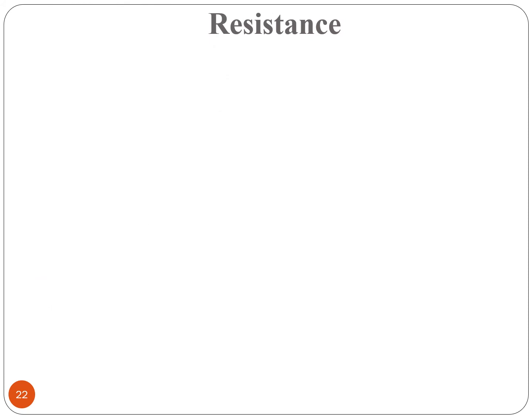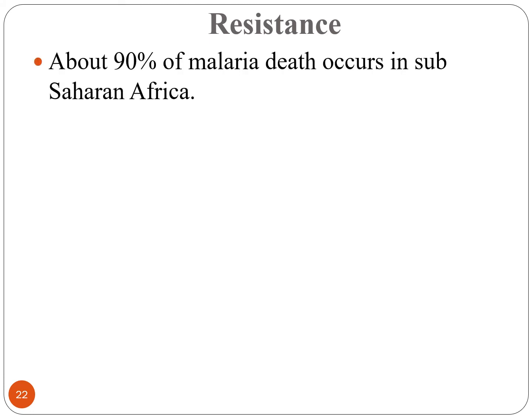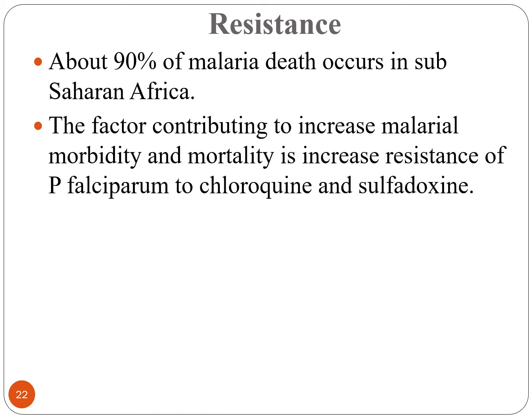Now we'll talk briefly about the resistance for malaria. About 90% of malaria deaths occurred in sub-Saharan Africa, so it is one of the tropical diseases that have serious effects on these tropical countries, including Africa. The factor contributing to increased malarial morbidity and mortality is increased resistance of Plasmodium falciparum to chloroquine and sulfadoxine.